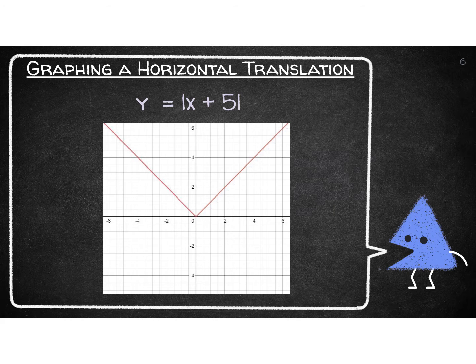For this next example, it's inside the absolute value, x plus 5. So I'm going left or right because it's in there with the x, and because it says plus 5, I am going to go to the left 5. 1, 2, 3, 4, 5. So that is going to be the vertex of my graph. And again, I am not stretching it at all, so it's just going to look the same, just shifted over.